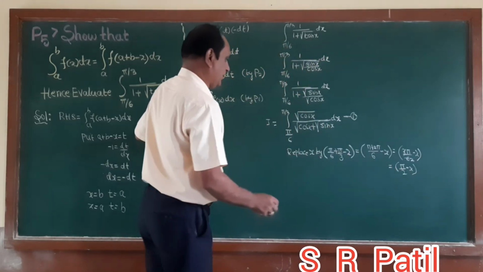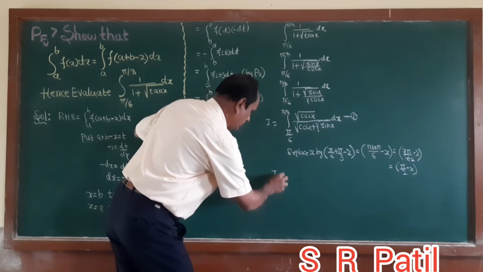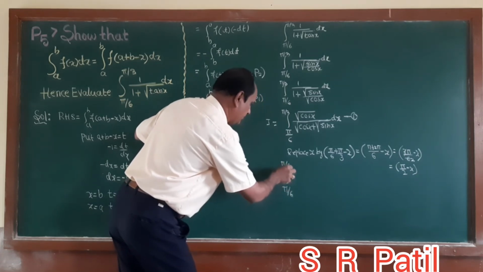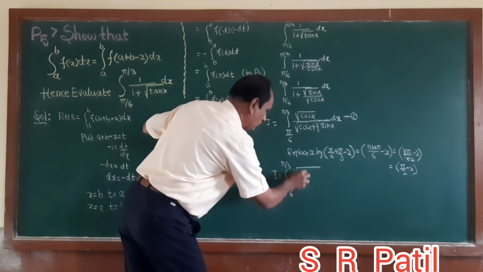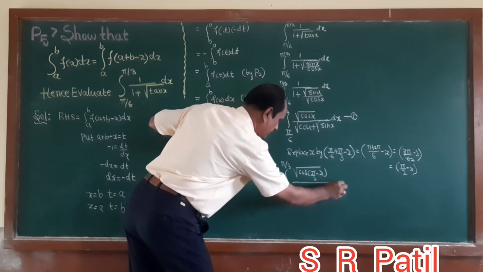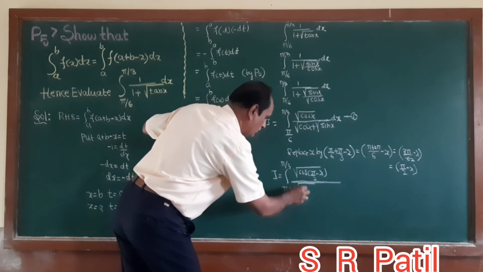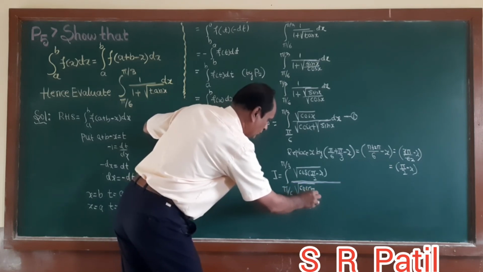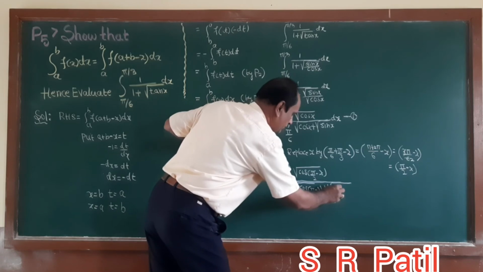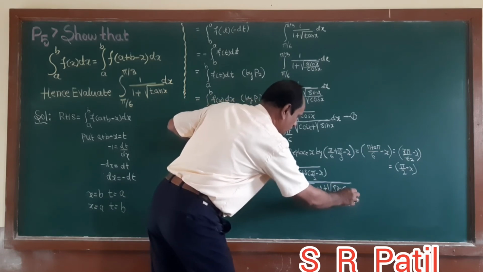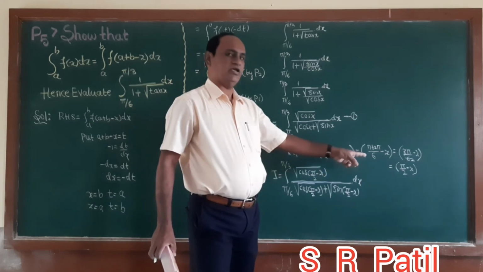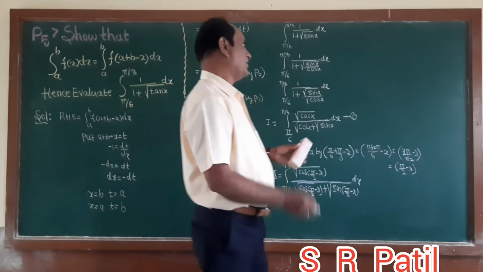Therefore the given integral is I equal to the integral from pi by 6 to pi by 3 of the square root of cos of (pi by 2 minus x) divided by the denominator, again the square root of cos of (pi by 2 minus x) plus the square root of sine of (pi by 2 minus x), dx. Here we replace x by this quantity, pi by 2 minus x, and again you have to write it in the simplest form.